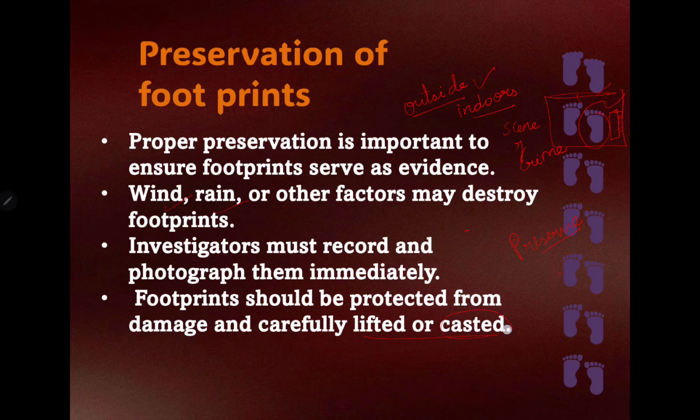So casting is done when we find a sunken footprint, which means a three-dimensional footprint. When we find it, they pour a fine mixture of plaster of Paris into the sunken footprint, and after it cools down, it gets hardened. Then they remove the cast and take it to the crime scene laboratories.